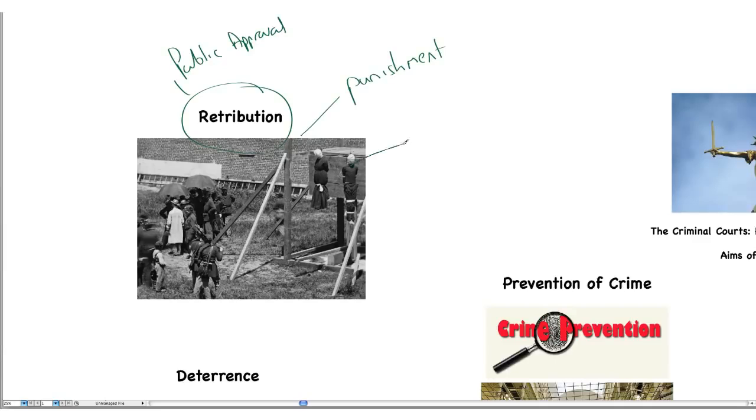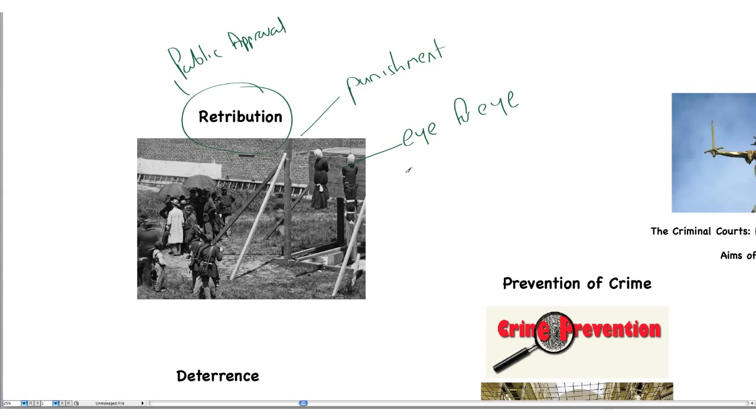Now this is linked to the Old Testament idea of an eye for an eye. Okay, and although an eye for an eye no longer plays a part in our criminal law, it does underpin the concept of retribution.